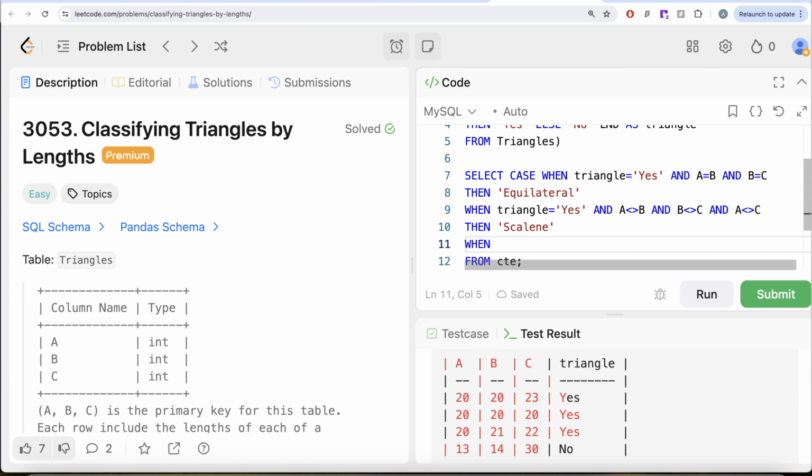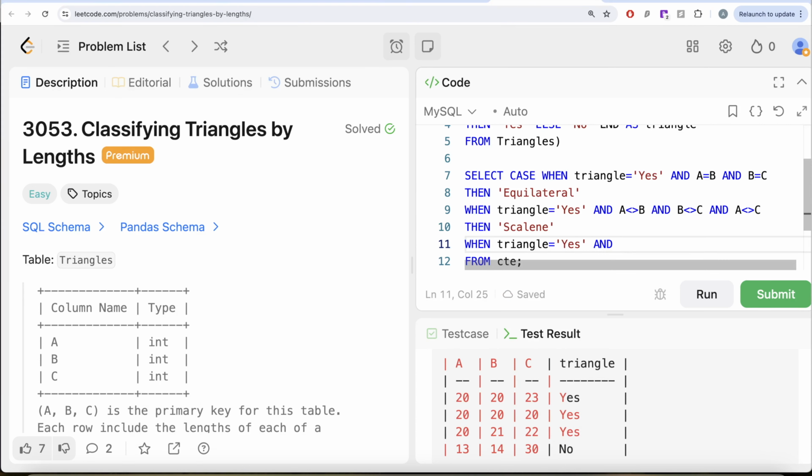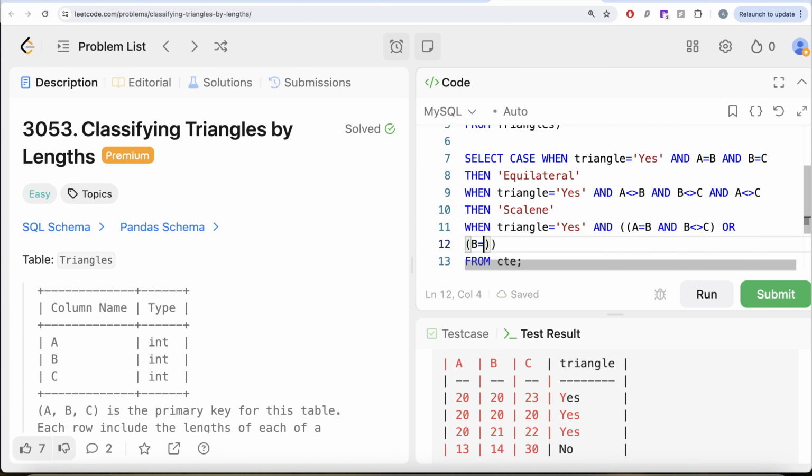Then the condition is left with isosceles triangle. So when triangle is equal to yes, you need to satisfy three different conditions for isosceles. Why? Because two sides are equal and the third side is not equal. So in the parentheses, the first condition is A is equal to B and B is not equal to C, or B is equal to C and C is not equal to A, or A is equal to C, and C is not equal to B.